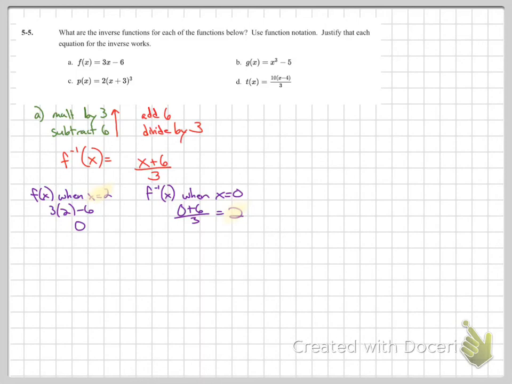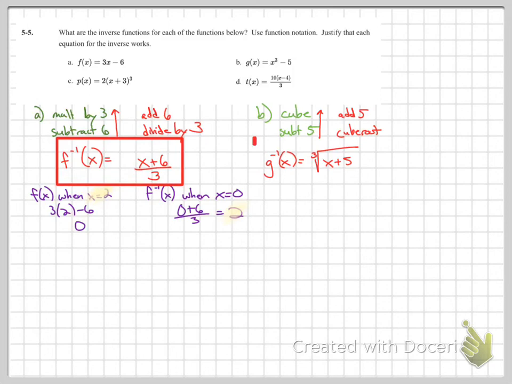So let's do B. Right now, it cubes a number, and then it subtracts 5. So if I'm going to do the opposite order, opposite function, I'm going to add 5 and then cube root. So G, because that one was called G, so G inverse is going to be x plus 5, and then I cube root all of it because it's the last thing I do. Why don't you see if you can find C and D? I'm not going to show all my work for those. See if you can find the inverse equations for C and D.